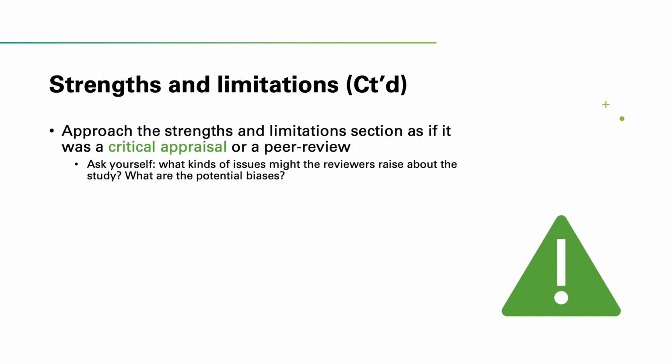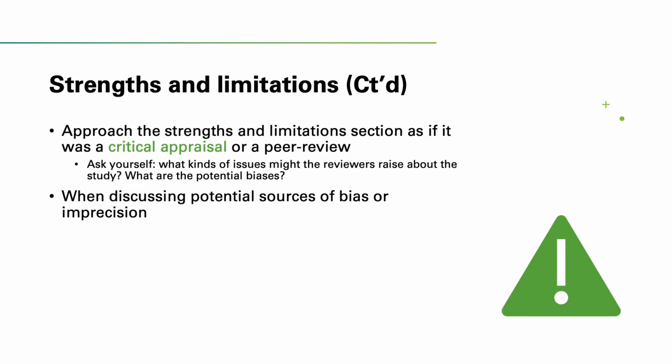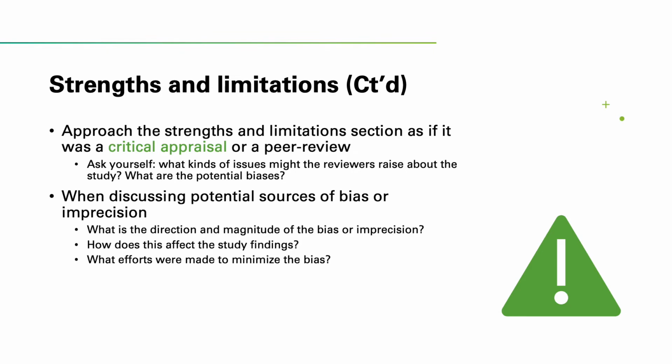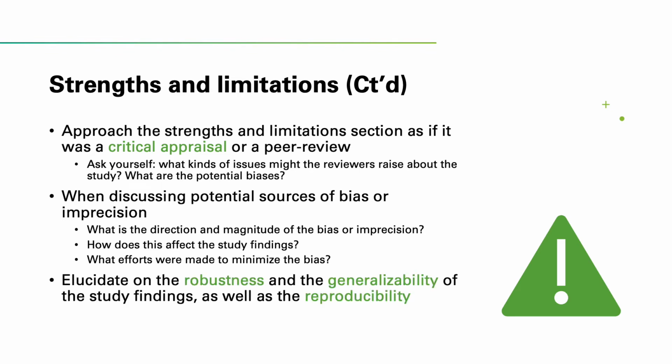In addition, when discussing potential sources of bias, you can discuss what is the direction and magnitude of the bias, as well as how this may affect the study findings, and what efforts were made to minimize the bias. Finally, when discussing the strengths and limitations, you should explain the robustness and the generalizability of the study findings, as well as the reproducibility of the study.